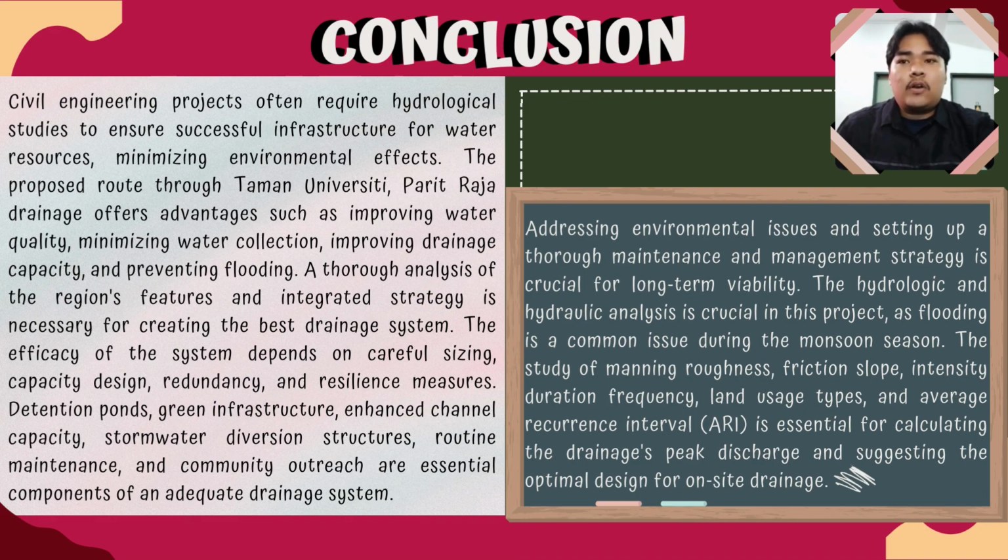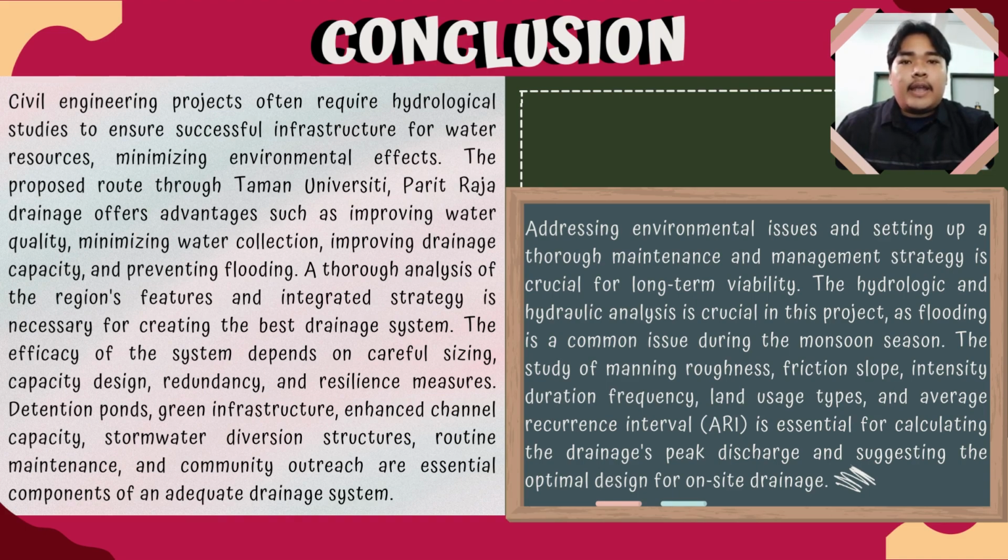The efficiency of the system depends on careful sizing, capacity design, redundancy, and resilient measures. Retention ponds, green infrastructure, enhanced channel capacity, stormwater diversion structures, routine maintenance, and community outreach are essential components of an adequate drainage system. Addressing environmental issues and setting up a thorough maintenance and management strategy is crucial for long-term viability.